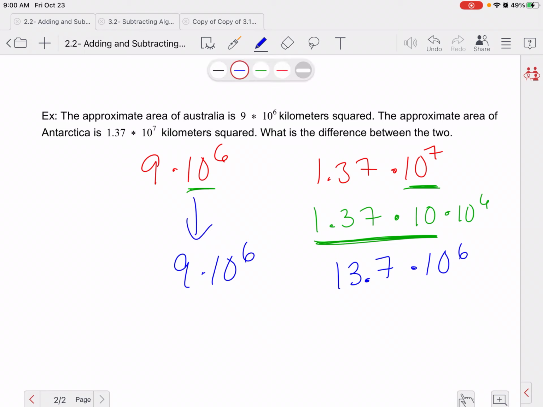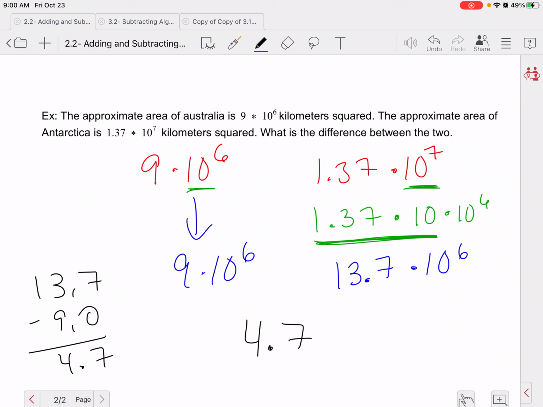Now we want to know what's the difference between these two areas. So I would do 13.7 minus 9.0. Remember, when we have decimals, we line up the decimals. 7 minus 0 is 7. 13 minus 9 is 4, so we have 4.7. And nicely enough, we don't have to change that for scientific notation because it's already in proper scientific notation.